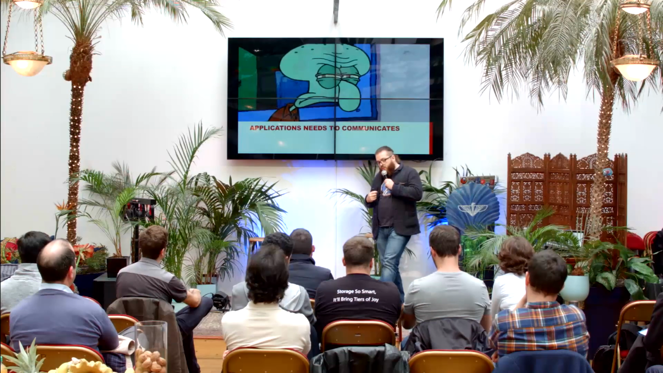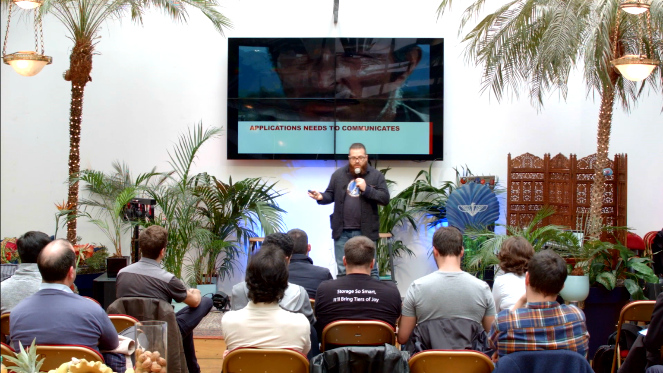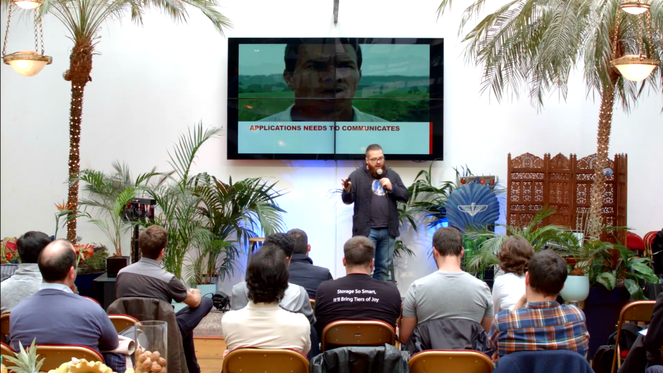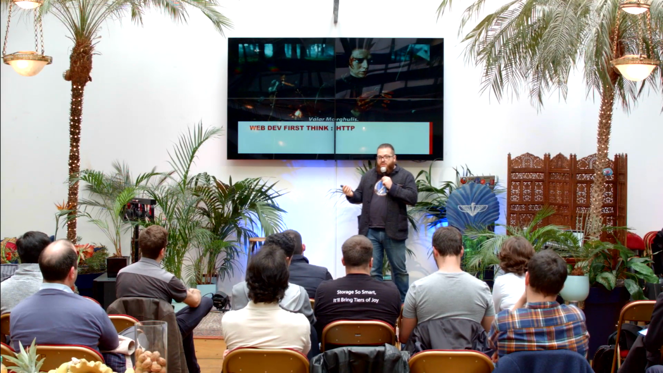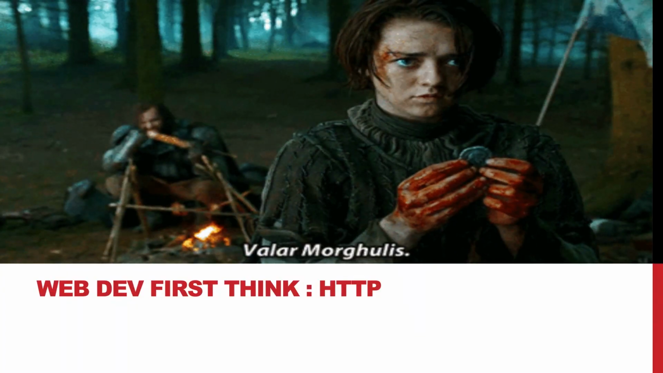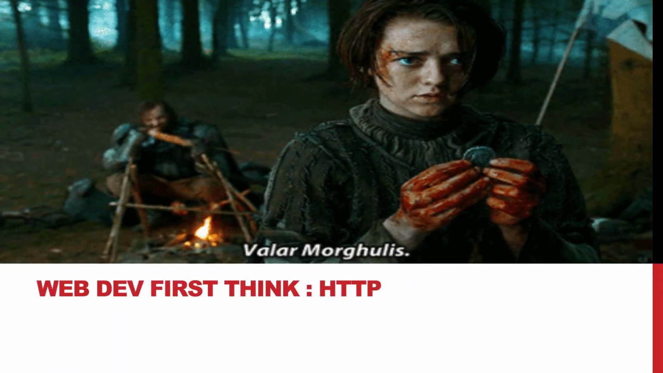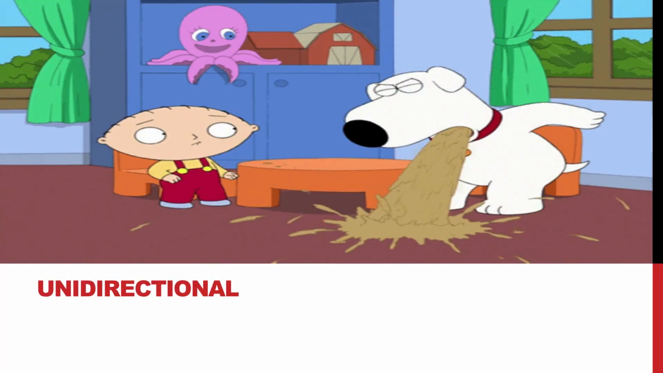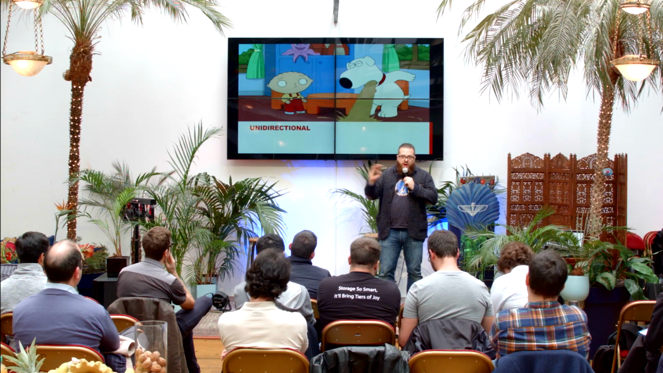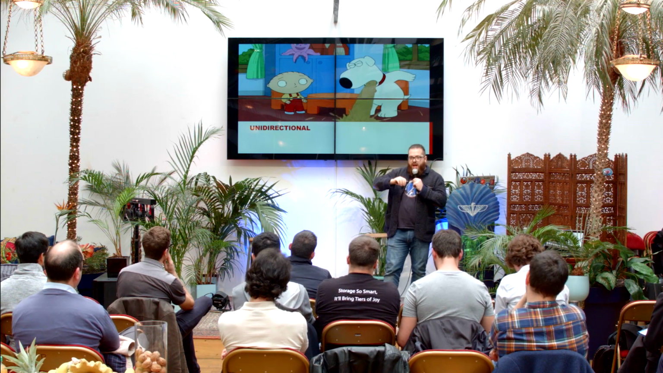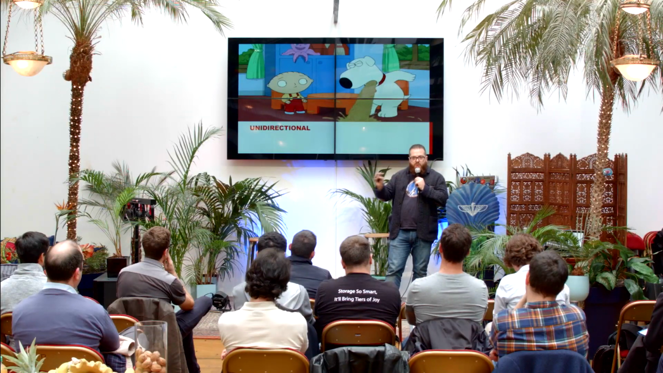So now, with the whole microservice approach, we need applications to be able to communicate with each other. And the first reflex for a developer will be thinking, okay, I will use an HTTP API because I really know how to do that. But the problem with HTTP is it's unidirectional. When you're doing HTTP, you ask for something and the server answers you. It's not something where you can have a direct pipeline of communication all the time.